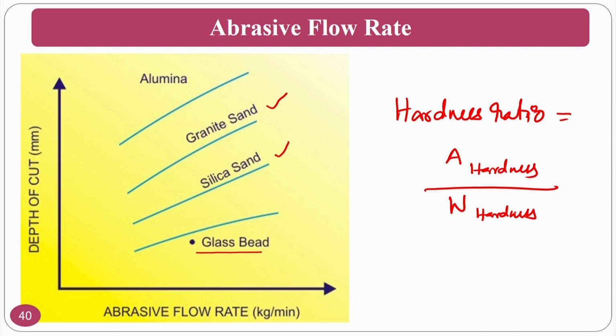So, this ratio should be much bigger. If the value is more, that means that abrasive particle hardness is high. Okay. For the same workpiece material here, if the hardness of your abrasives is increasing, then the depth of cut that you can cut will normally increase.